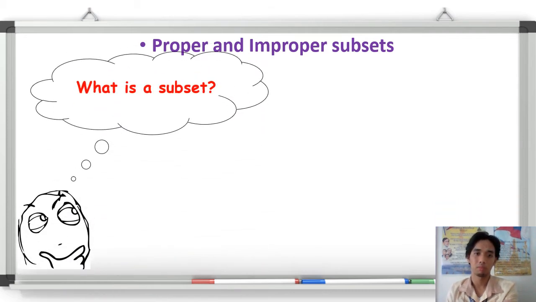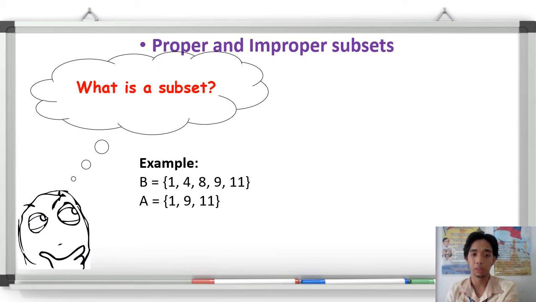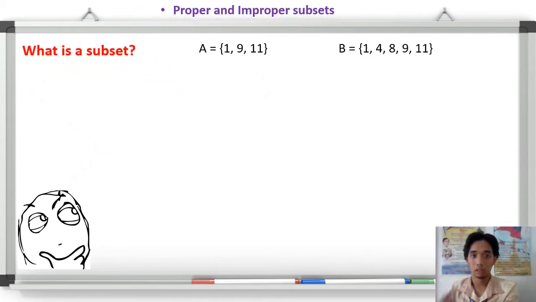What is subset? It's found out by referring to this example. So we have an example, let set B be 1, 4, 8, 9, 11 and A be 1, 9, 11. Let's take a closer look at our given sets. So we have set A with 1, 9, 11 and set B with 1, 4, 8, 9, 11. Let's try to make a diagram for them. A diagram for set A and a diagram for set B.